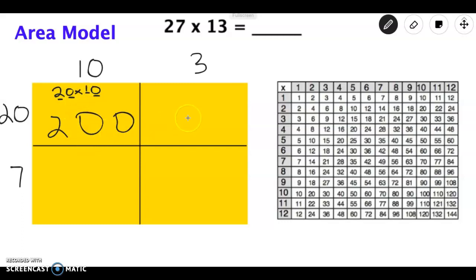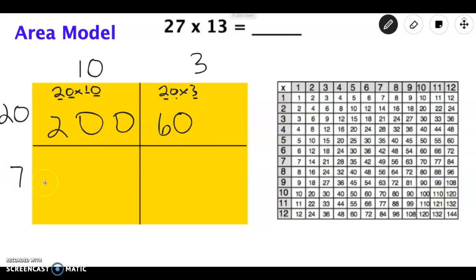Now I'm going to move on to this box right here. I'm going to keep the 20, so I'm going to say 20 times 3. So I'm thinking in my head, 20 times 3. I can think again, 2 times 3, and 2 times 3, I'll check here, it is 6. And then I have 1 0, so I'm going to put a 0 here. So 20 times 3 is 60. Okay, I'll move down to this box down here.